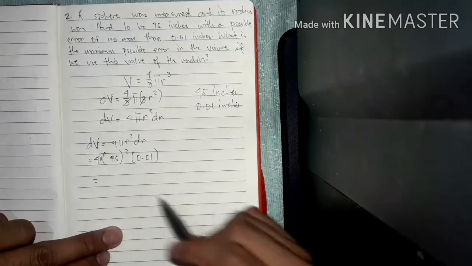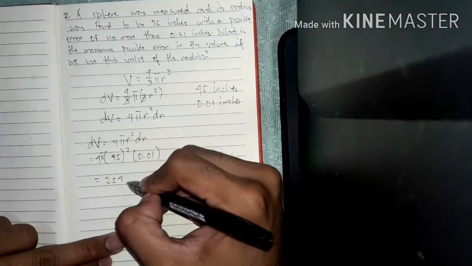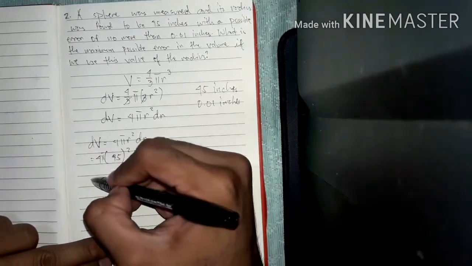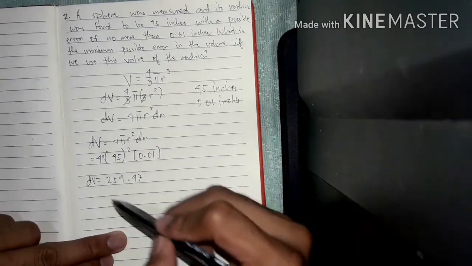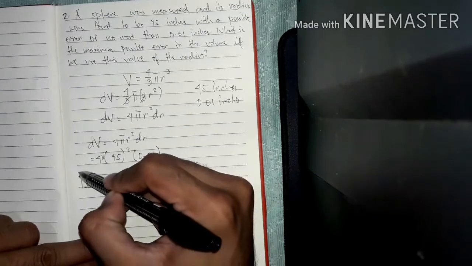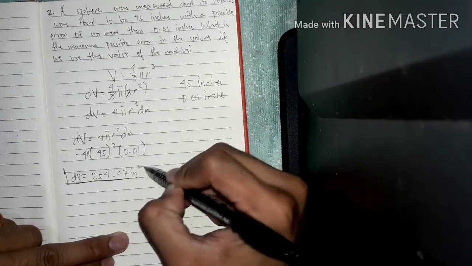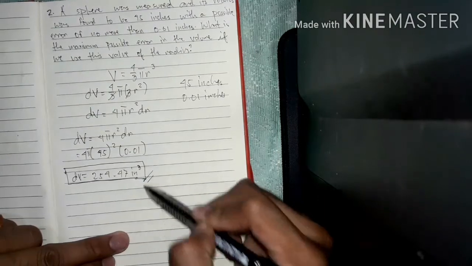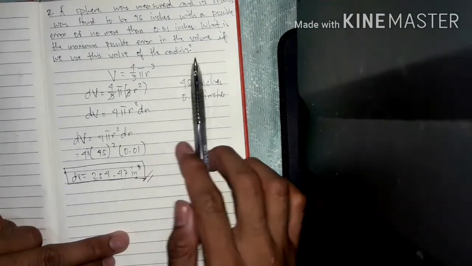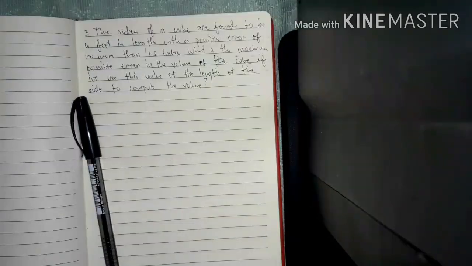Then atong i-calculate, mo come up ta sa answer nga 254.47. So mao na din ni siya ang atong value sa volume, 254.47 inches cubed. So dili na dapat malimtan ang unit kay importante ang unit. So this is the answer for this problem, 254.47 inches cubed.